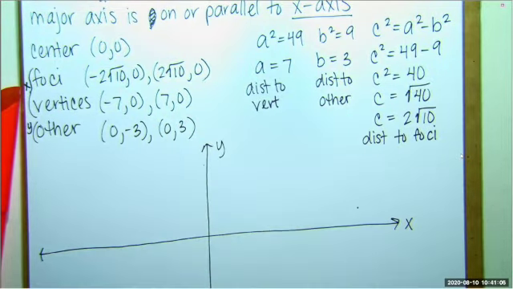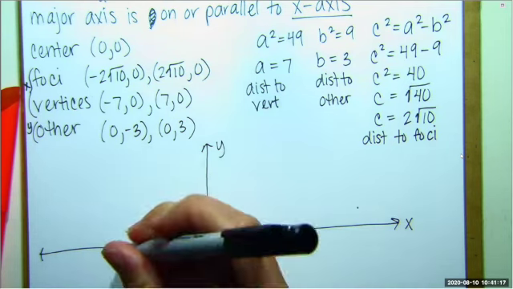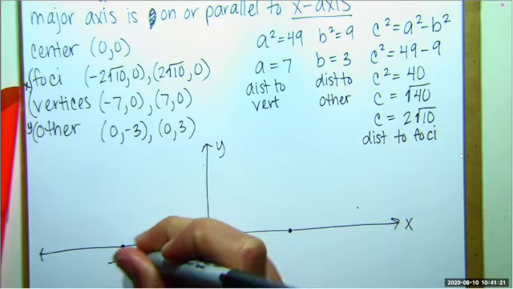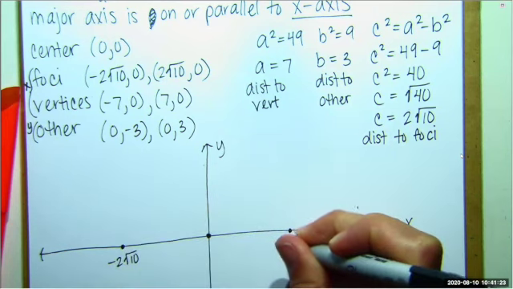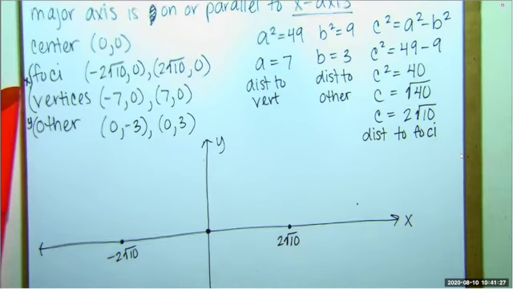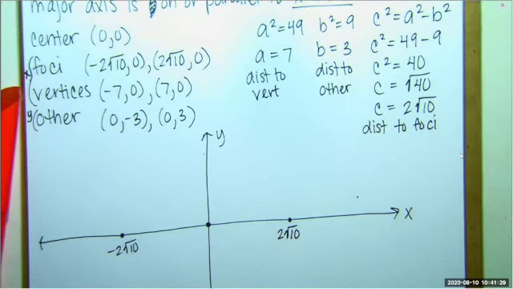Okay, so the first thing we saw is that our center was 0, 0. So if you'd like, you can put a dot there, label it center if that helps you. The next thing we had were our foci, a distance of 2 root 10 to the left and to the right. So on my graph here, I'm going to label negative 2 root 10 and positive 2 root 10. Now, in a class without a calculator, how would you know where to put these on your x-axis?